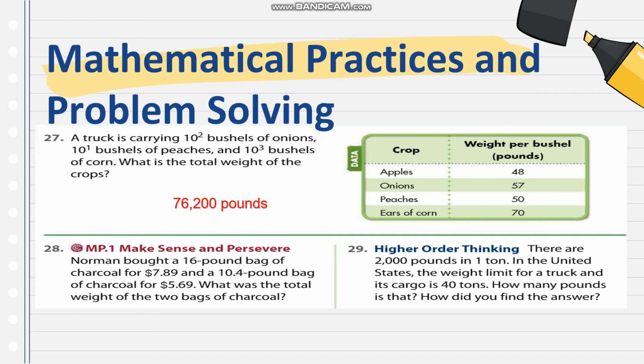Question number 28. Norman bought a 16-pound bag of charcoal for $7.89 and a 10.4-pound bag of charcoal for $5.69. What was the total weight of the two bags of charcoal? So you just simply add 16 pounds plus 10.4 pounds. So the answer is 26.4 pounds.